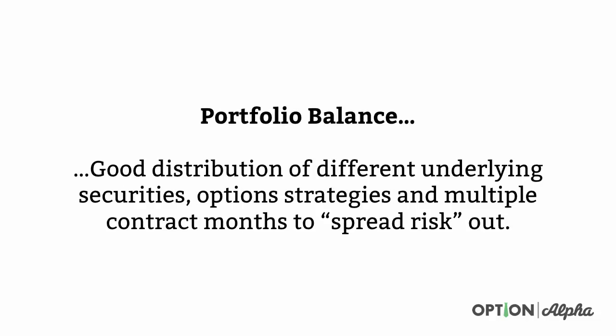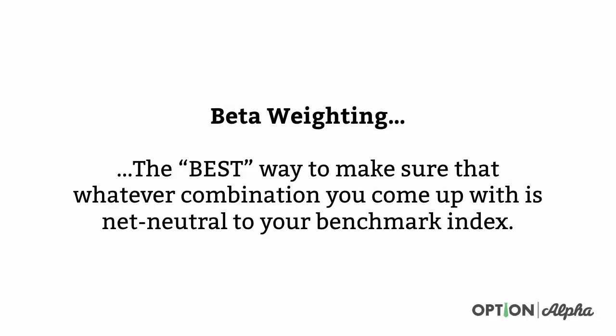Now, this is why I say that portfolio balance, as we talked about before, this is just a good distribution. Again, there's no perfect formula for that. It's just not having all of your eggs in one basket. And it really doesn't even matter what you do, as long as you have some distribution, whether that's different ETFs, different stocks, different strategies, whatever the case is. Beta weighting kind of brings all of this together and says, okay, based on everything that you've picked, here's what it would look like if your entire portfolio was basically relative to some benchmark index that you pick.